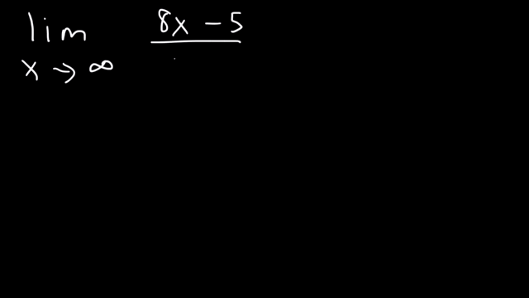Now let's work on something else. What is the limit as x approaches infinity of 8x minus 5 divided by 2x plus 3? So what is the answer in this case? Now notice that the degree of the numerator is the same as that of the denominator. They're both to the first power, so they're in the first degree. Whenever the degree of the numerator and the denominator is the same, you can simply divide the coefficients. So 8 divided by 2 is 4. Therefore, this is going to equal 4.